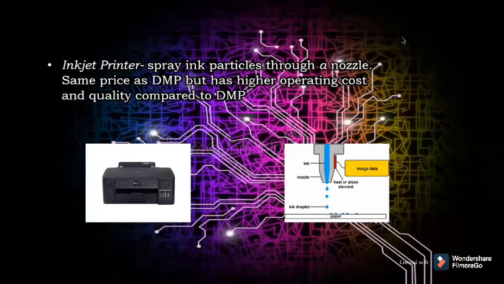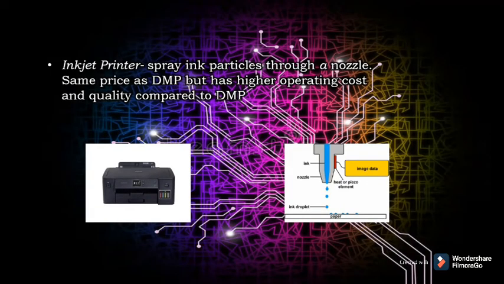Sunod naman sa ink. Next is the inkjet printer. Inkjet printers spray ink particles through a nozzle. It is the same price as DMP but has higher operating cost and quality compared to DMP. So itong inkjet printer, napiprint siya sa pamamagitan ng pag-spray ng ink through a nozzle sa papel. Next.